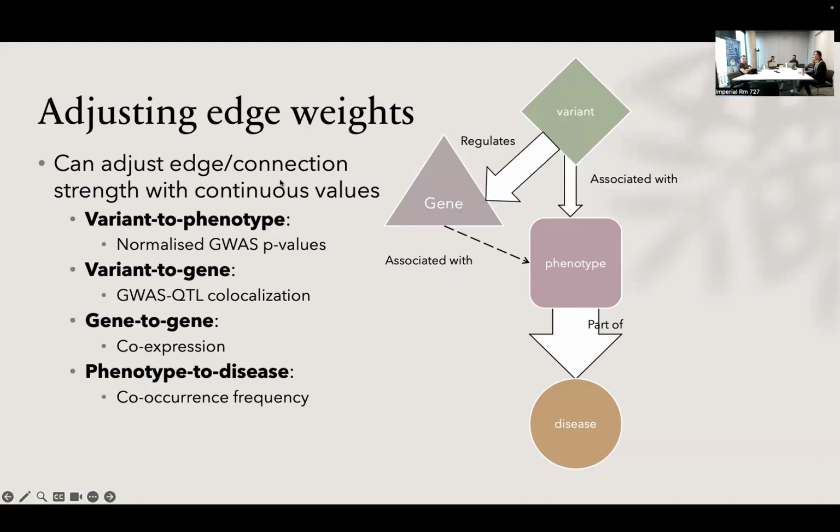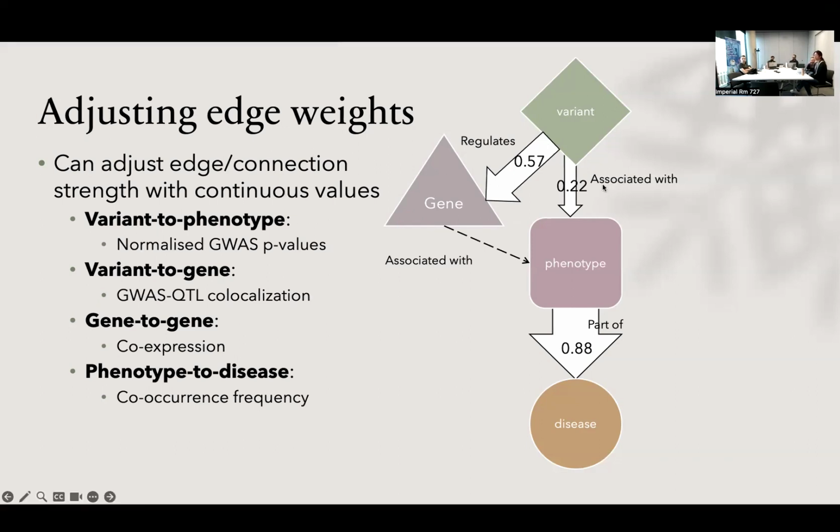So you can take that a step further as well, beyond just having a yes/no binary connection. You can start adding weights to these things. So, in addition to the fact that there is a connection between the variant and the phenotype, the link is that it's been associated with it, as opposed to maybe being causal for it. And we can assign that a weight of, let's say, 0.22, which comes from, in this case, a GWAS, and these are normalized p-values scaled to a probability of 0 to 1.